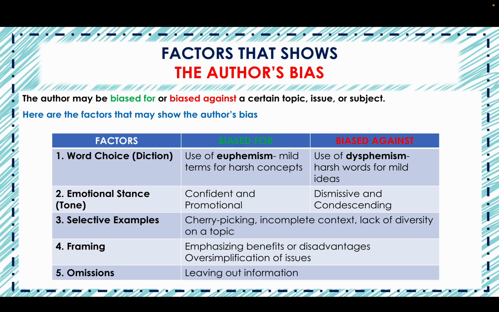So here are the factors that show the author's bias. By the way, an author may be biased for a topic, meaning the author is in favor of a topic, issue, or subject, or the author could be biased against, or the author might not be in favor of a text, a topic, or an issue that he or she is talking about. So here are the factors that may show the author's bias.